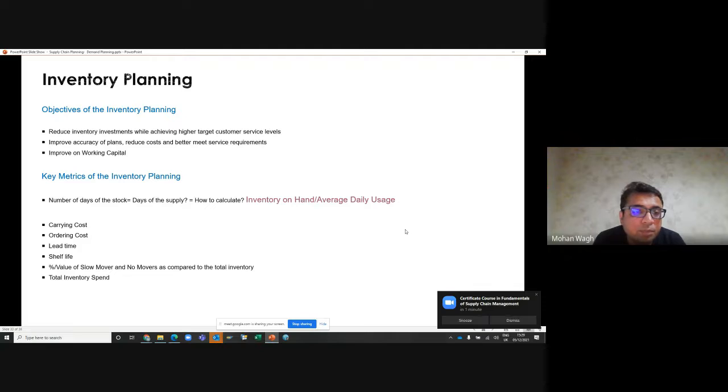And then the number of stock units, the value of the stock I'm holding as compared to my days of supply. How is it generally calculated? It is the inventory on hand divided by my daily usage. For example, if I'm holding 100 units of inventory and my daily usage or daily sales is 20, it means I'm holding 5 days of inventory. So depending upon the product portfolio, a company decides to keep raw material or finished goods inventory depending upon their sales, daily usage, daily consumption, and many other factors which I just explained.